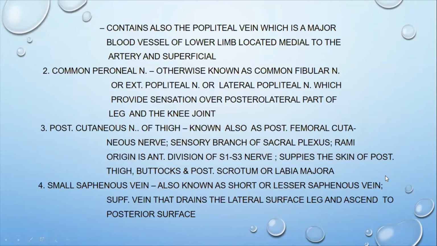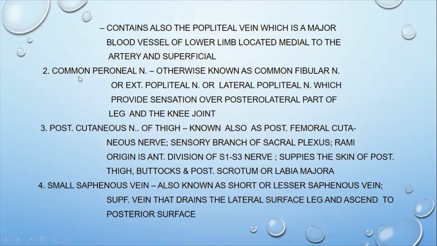Now, the popliteal fossa will also contain the popliteal vein, which will accompany the popliteal artery, although they will have an opposite direction. The popliteal vein is a major blood vessel of the lower limb located lateral to the artery and superficial. So remember this relationship: the popliteal vein is more superficial than the popliteal artery.